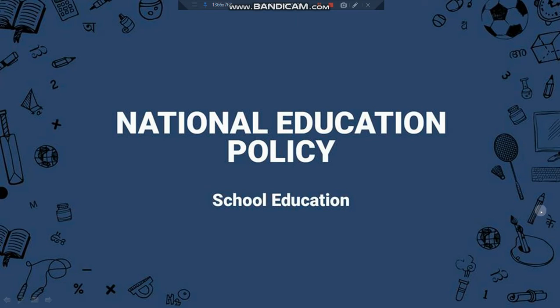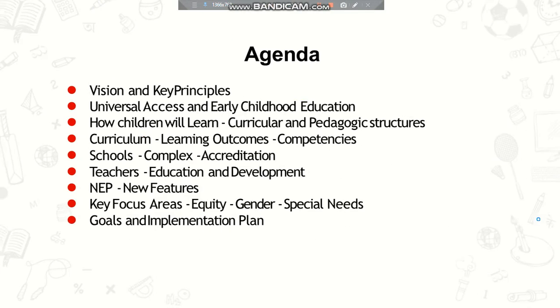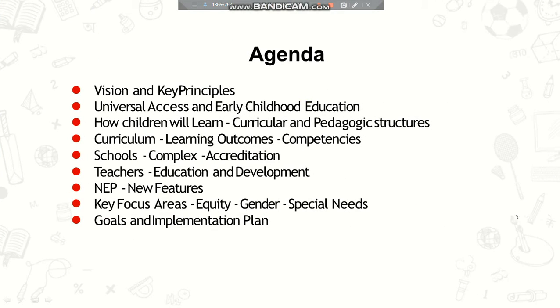So the national education policy is completely changed. We should all get some awareness about it. Let us start. What are the points given? First, the agenda: vision and key principles, universal access, early childhood education, how children will learn, curriculum learning outcomes, teacher education development, school complex accreditation, new features and key focus areas, equity, gender, special needs, goals and implementation plan.